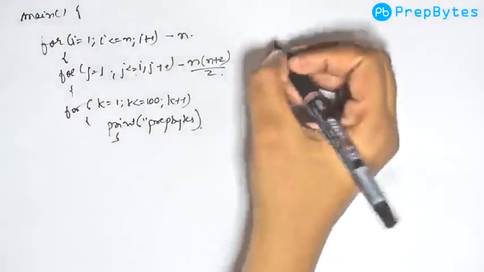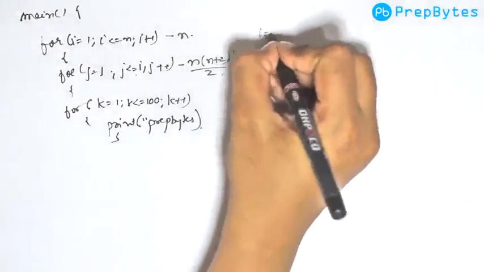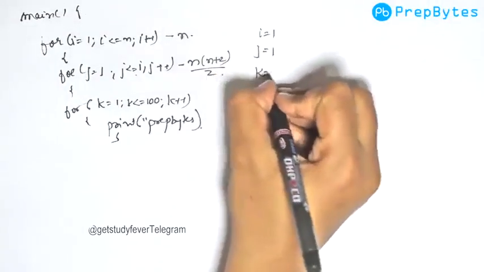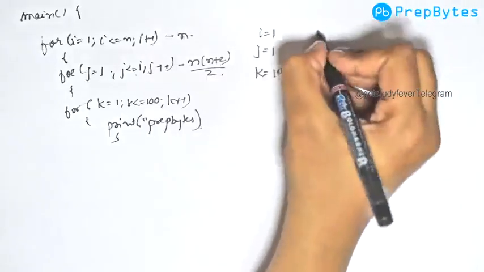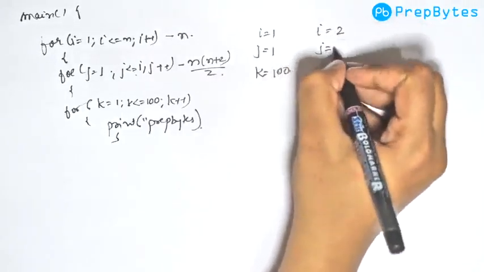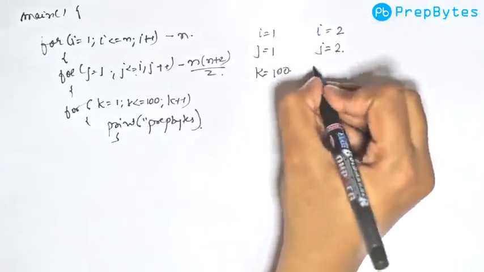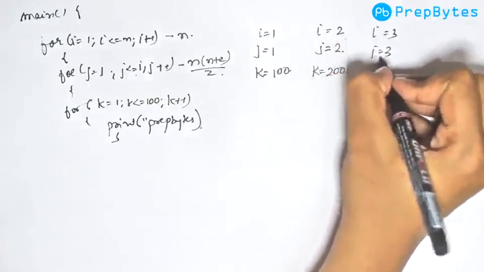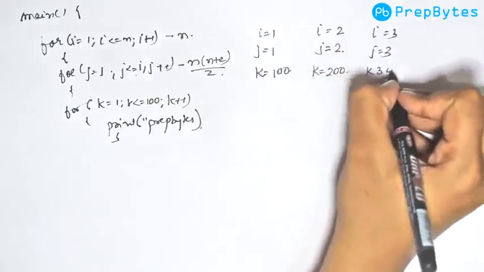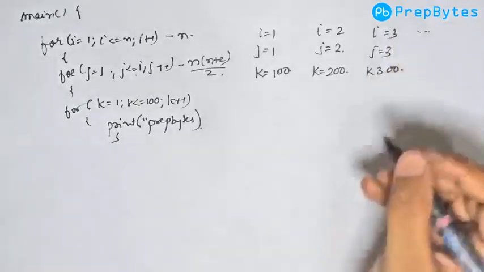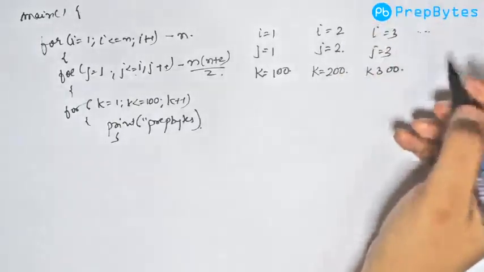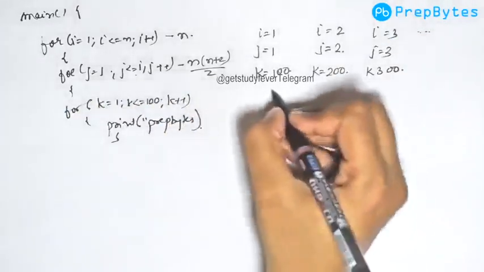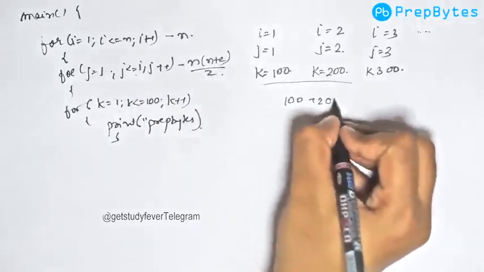Let's try to unfold it again. When we have i equal to 1, j will execute one time and k will execute 100 times. When i is equal to 2, j will execute 2 times and k will execute 200 times. For i equal to 3, k will execute 300 times. Similarly, if we have n equal to 3, to calculate how many times this is getting executed, we add 100 plus 200 plus 300.